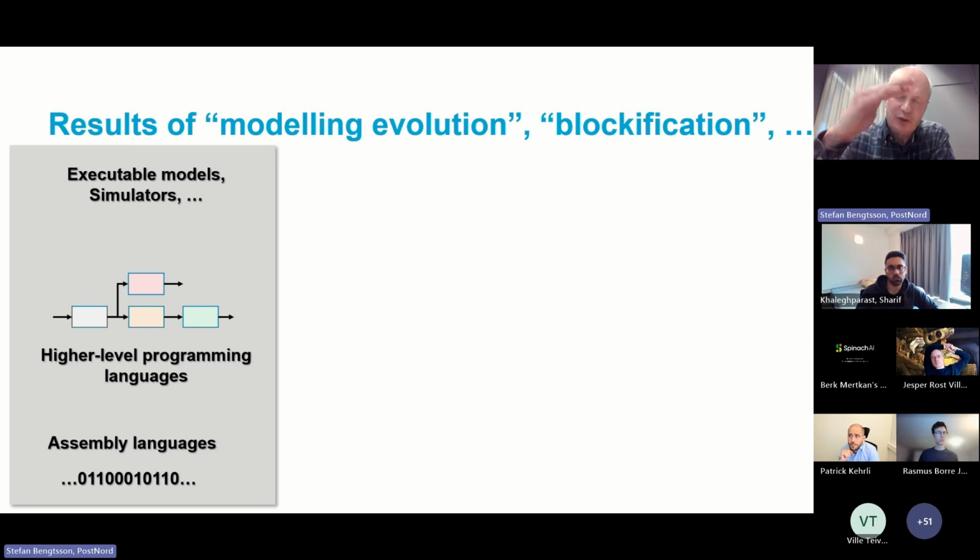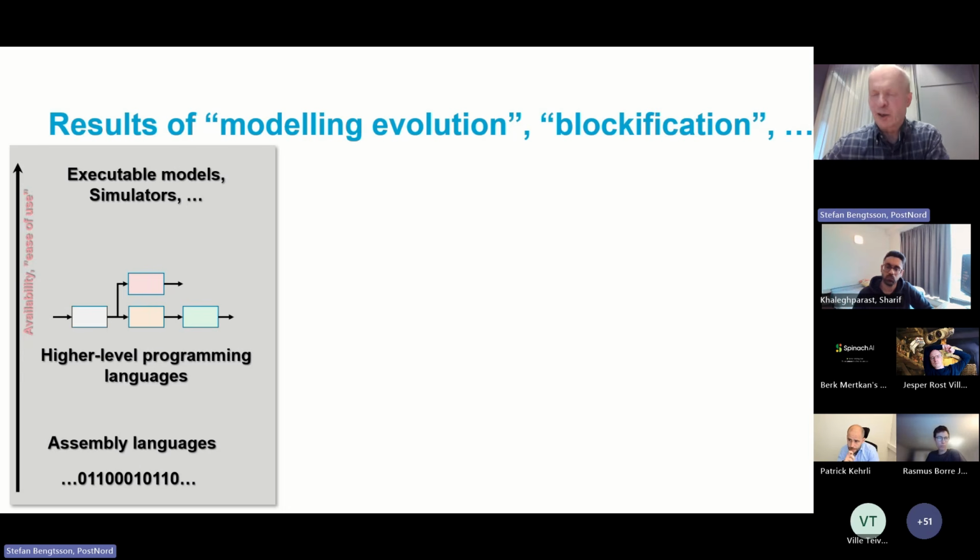And if we lift ourselves even higher, we get executable models and simulators. What we gain when we go upwards here is availability and ease of use. It's of course possible to do everything with zeros and ones, but it gets a bit messy. It takes some time, and it's not for everyone to do it. So the higher we get up here, the more people can use this type of thinking.